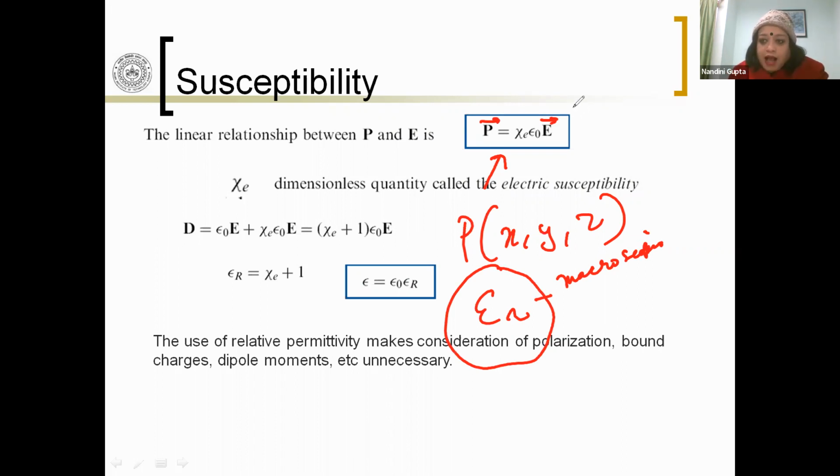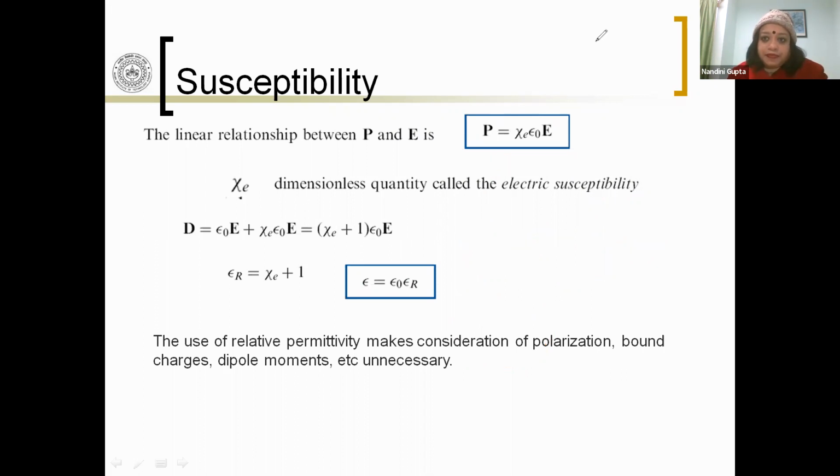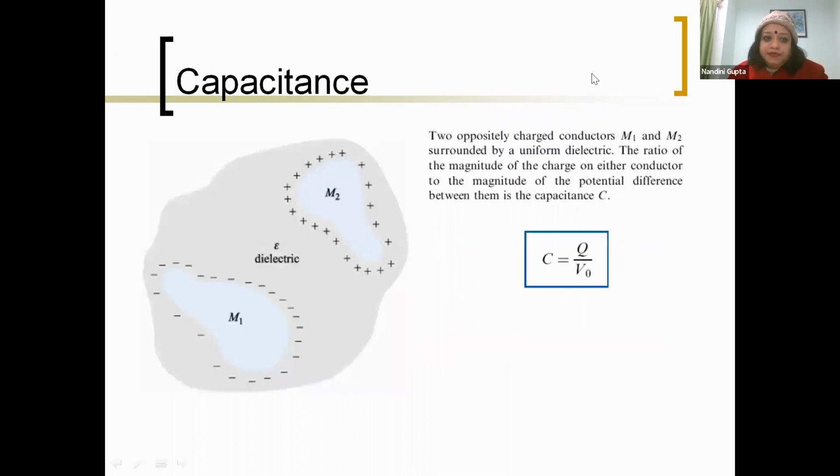I will again reiterate this when we are actually doing the modeling in finite elements. Do not forget that P and epsilon R are the manifestation of the same physical process. They are not separate processes. So capacitance, of course, as we have been discussing many times, C is equal to epsilon A by d and so on and so forth.